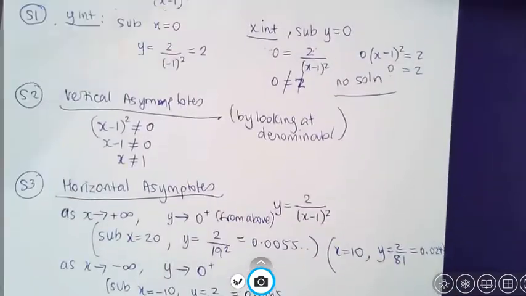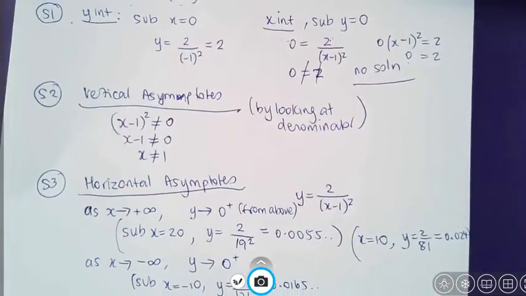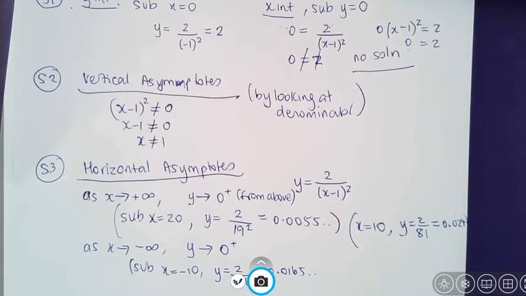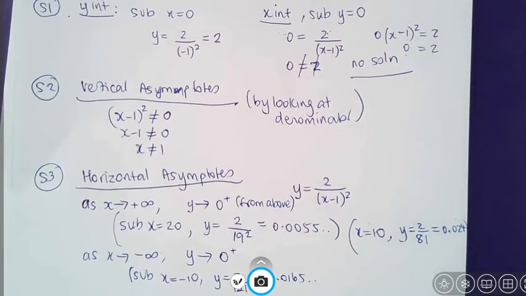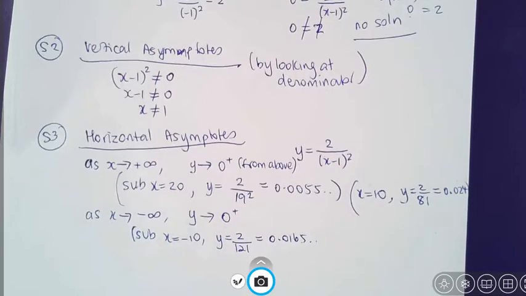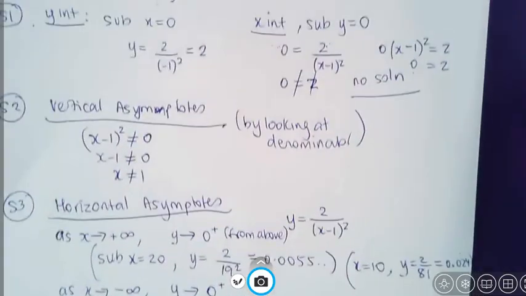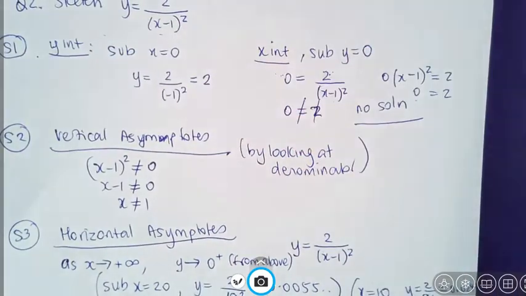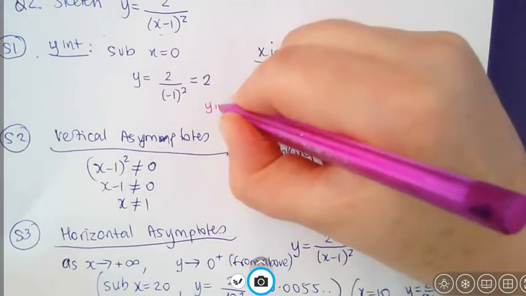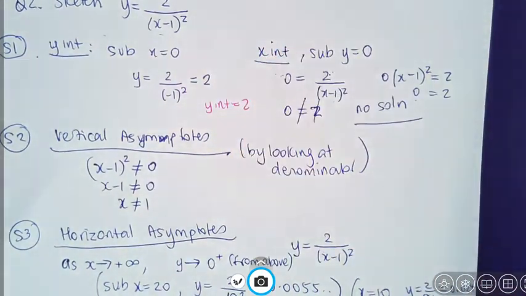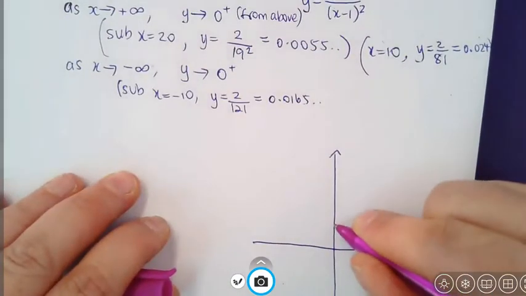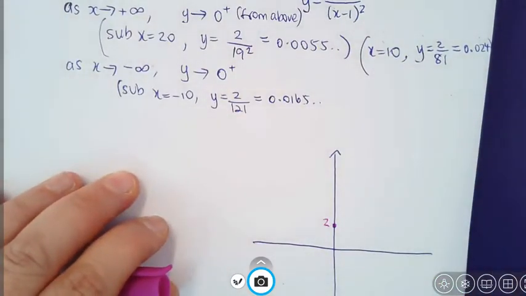I know this is tricky, all right? I'll move up. I'm going to start sketching what I've got. The y-intercept is what? Good. So I come to my graph and I put a 2 here. 1, 2. That's my y-intercept. That's what I've got so far.